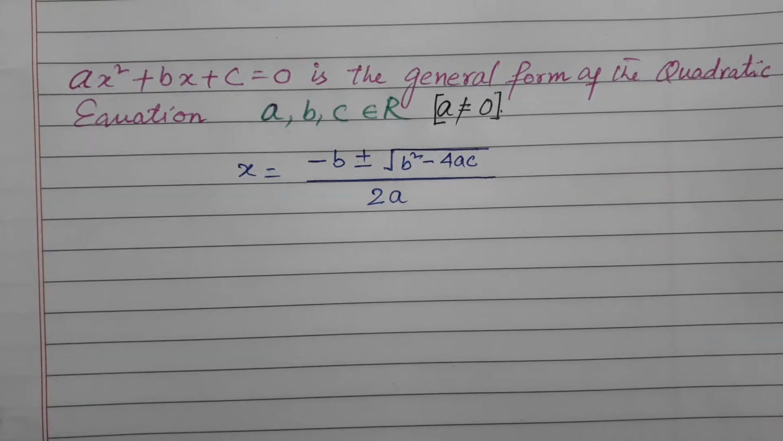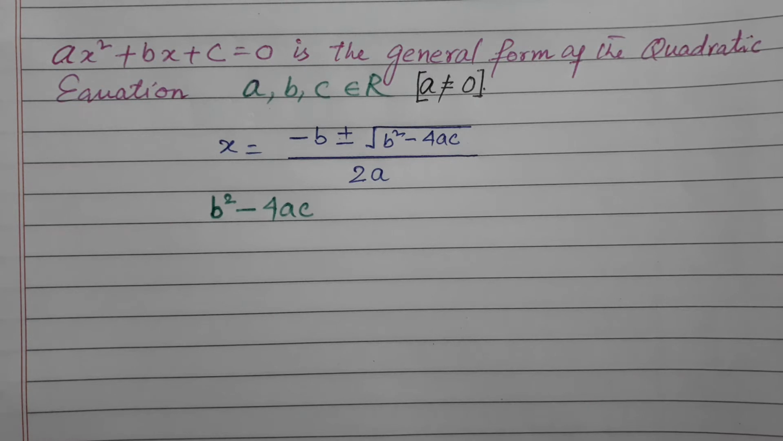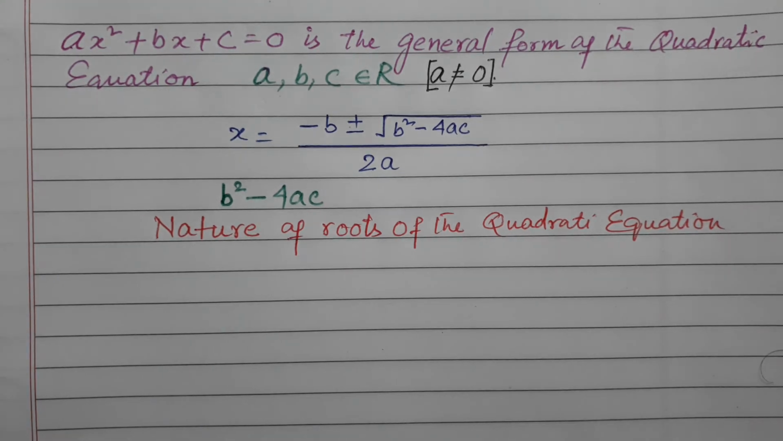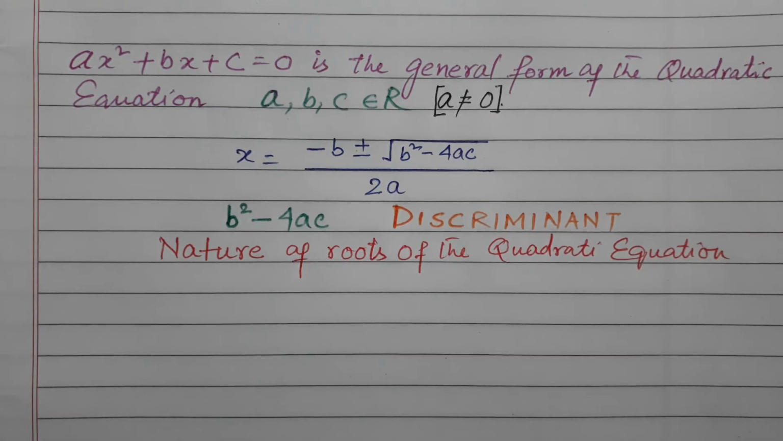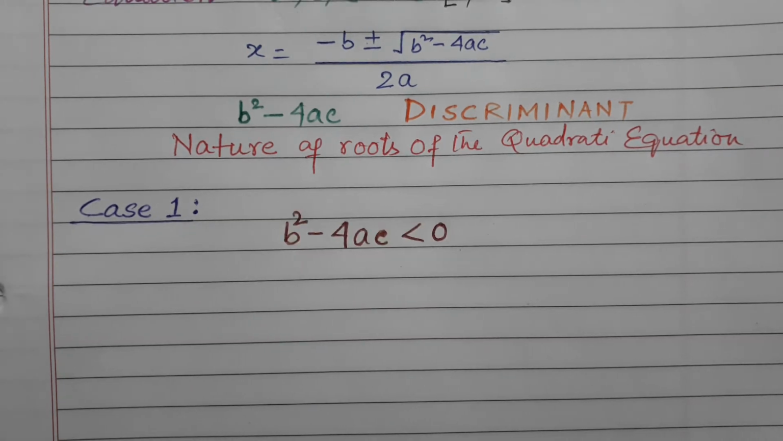Here b square minus 4ac is playing an important role since it is under the square root sign, and depending on that we can estimate the nature of roots of the quadratic equations. So the quantity b square minus 4ac is known as discriminant.